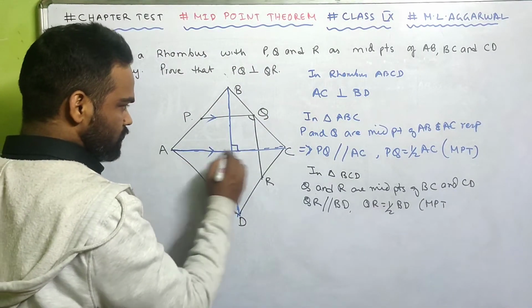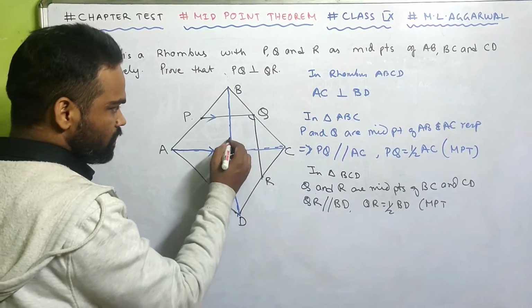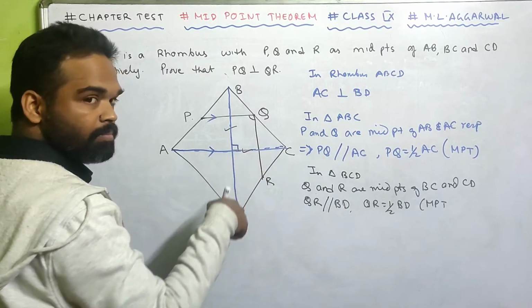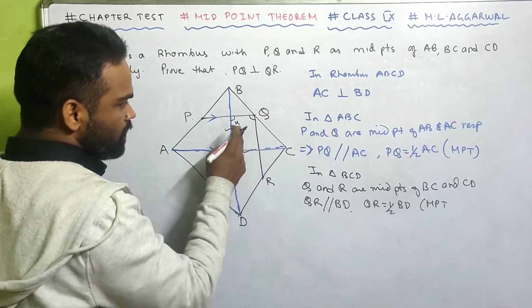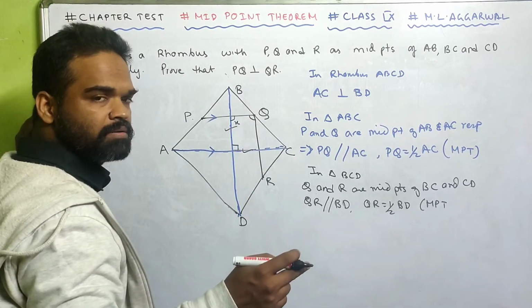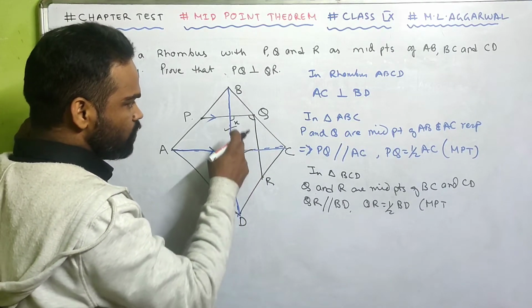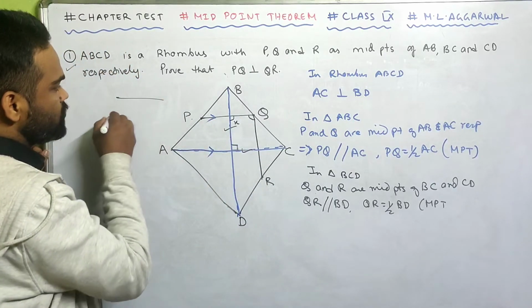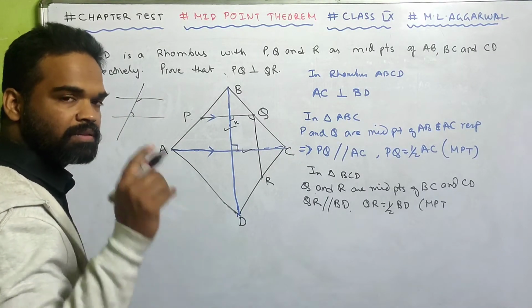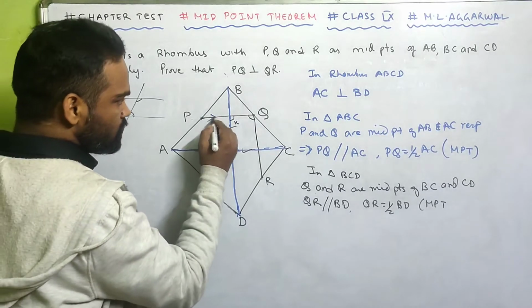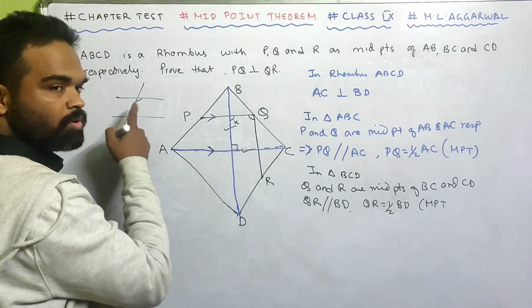Now look carefully. This is parallel to this. Yes or no? And these two are perpendicular lines, the diagonals. So suppose this angle is x, then x plus 90 will be equal to 180 because these two are parallel. This is a transversal. These two angles, co-interior angles, add to give 180. So this is parallel to this.